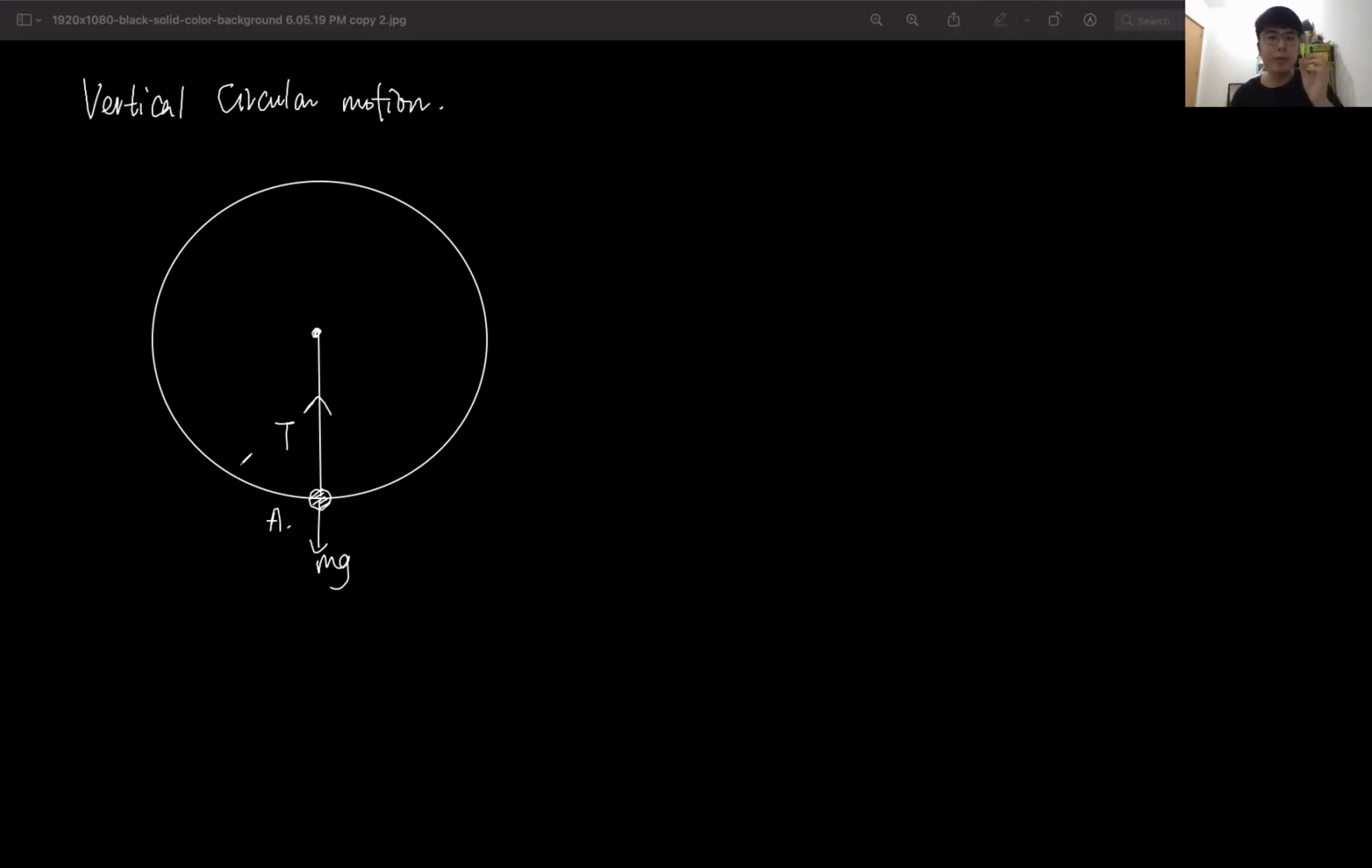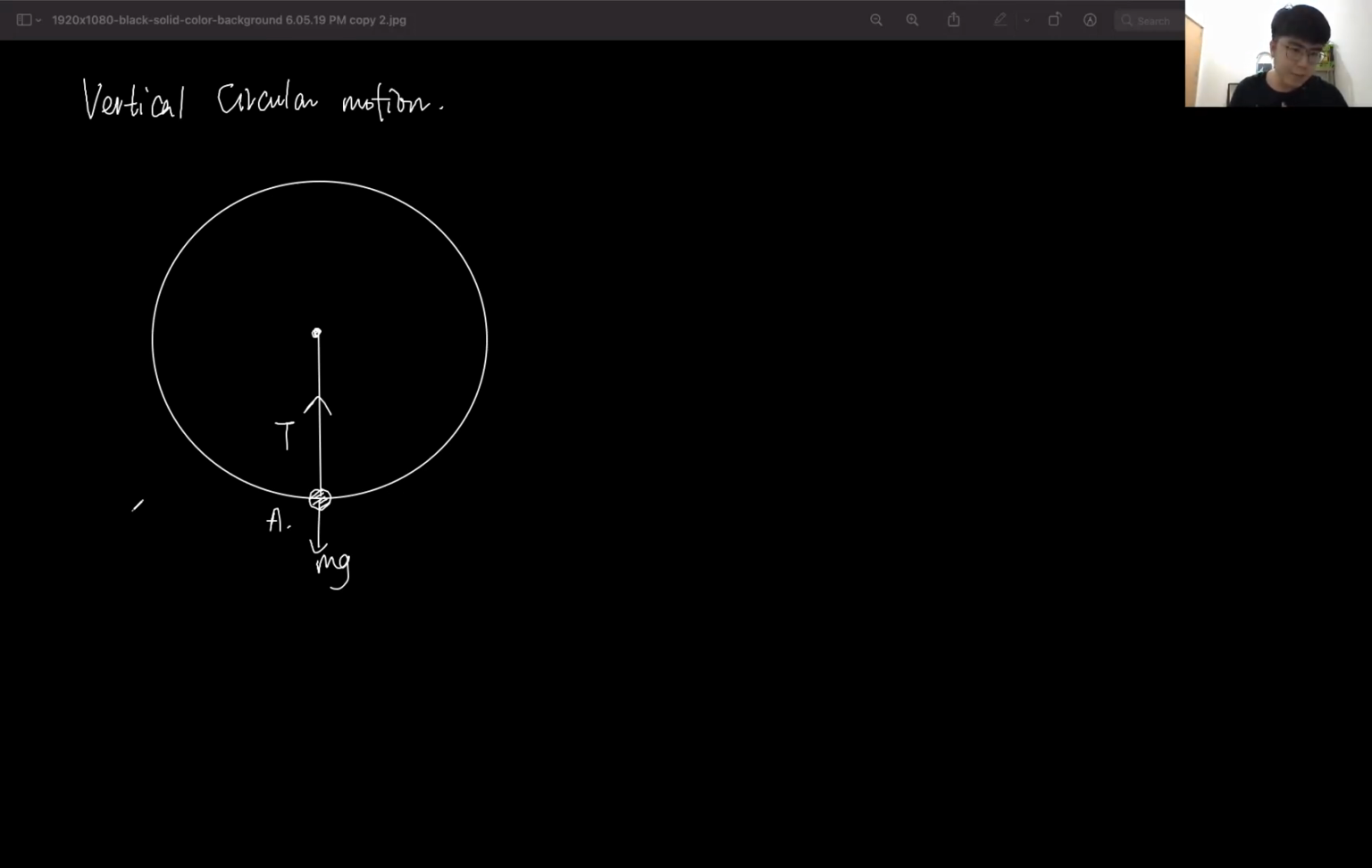Remember that whenever we draw the force diagram, we don't show the centripetal force. What is shown in the diagram is the individual forces: the reaction, the tension, the weight. Because the centripetal force is actually a resultant force, a net force. So you don't see it in the diagram, but we can calculate it.